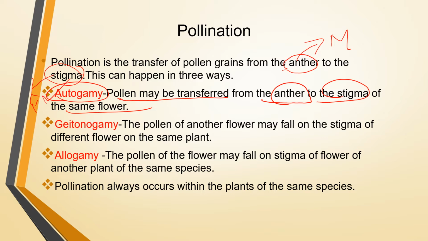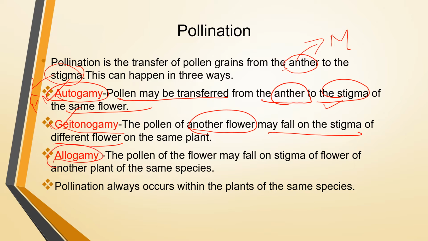That is autogamy. Now geitonogamy, what is geitonogamy? That is when the pollen of one flower may fall on the stigma of a different flower of the same plant. So the plant is the same but the flowers are different. Previously it was the same flower. Here in geitonogamy, it is the same plant but the flowers are different. So the pollen is falling from one flower to the stigma of a different flower. This is called geitonogamy.